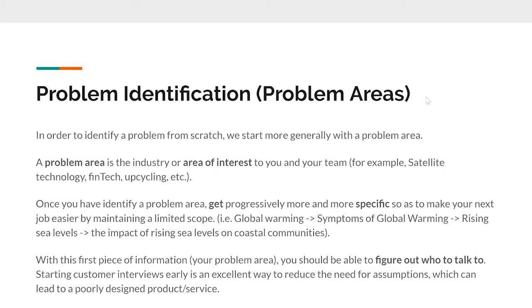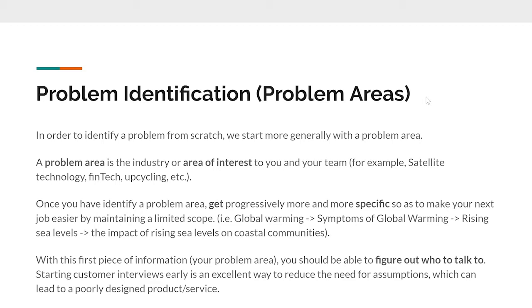So maybe not global warming, the causes of it, but let's focus on the symptoms. Let's help out with what we can figure out right now. One of those symptoms might be rising sea levels, and specifically the impact of rising sea levels on coastal communities. That right there, that's our problem, right? That's what we're going to go after. So we've gone from global warming and narrowed it down to something a little more specific. And with this first piece of information, i.e. your problem or your problem area, you should be able to figure out who to talk to next.